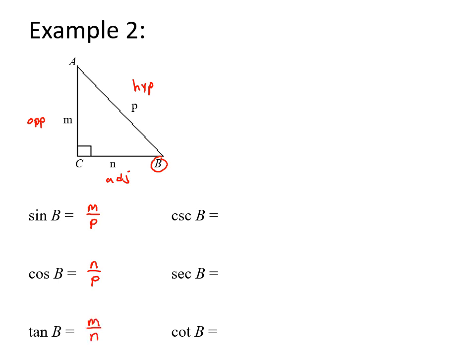Again, the numerators from sine and cosine, not coincidental. And then cosecant, secant, and cotangent, you just flip each one of those over. So I'll get p over m, p over n, and n over m. And that's how you would do it if you just had letters or numbers.